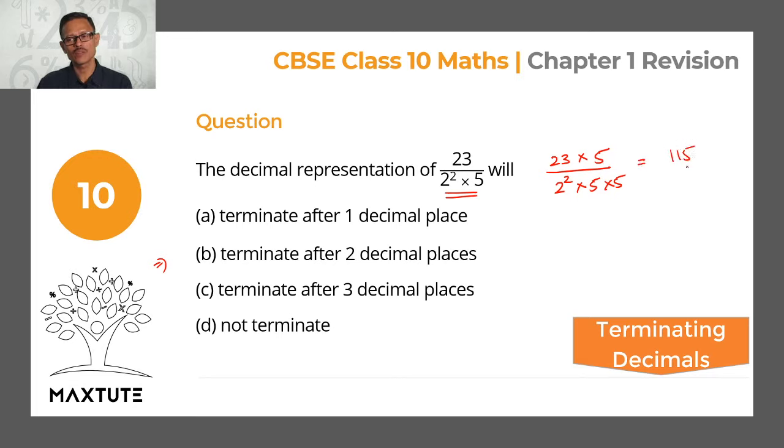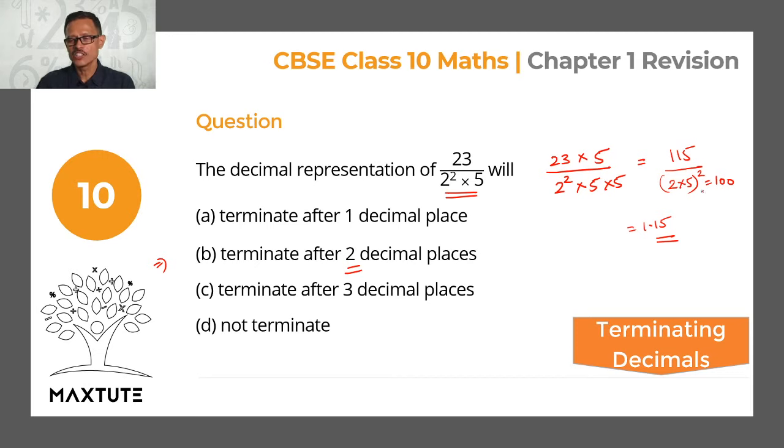Let's keep that in abeyance for a moment. Let's not worry about it. The denominator becomes 2 square times 5 square. 2 square times 5 square is nothing but 2 into 5 the whole square, which is equal to 100. 115 by 100. Shift the decimal places 2 to the left. That's going to be 1.15. So how many decimal places will it terminate? It's going to terminate after 2 decimal places.